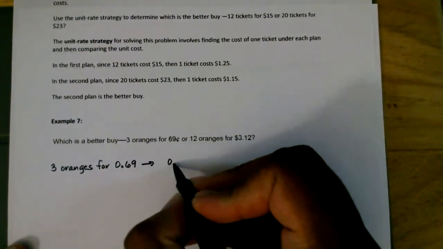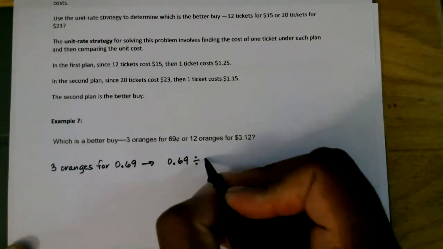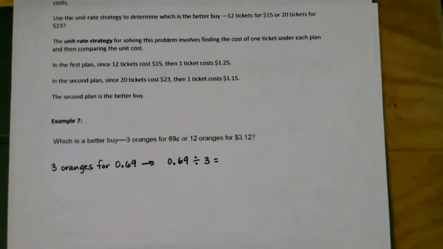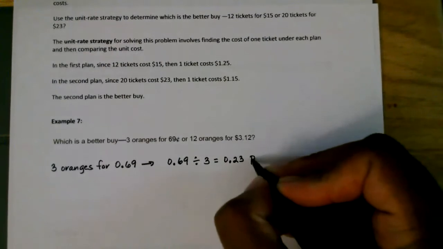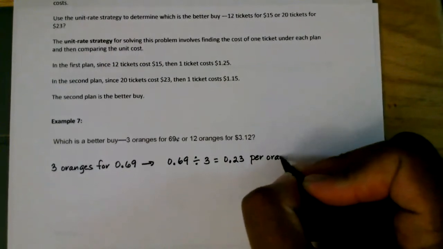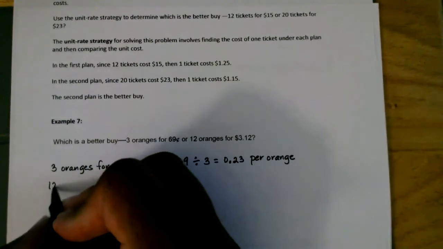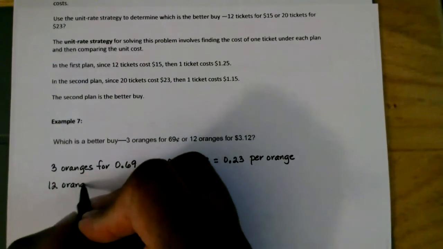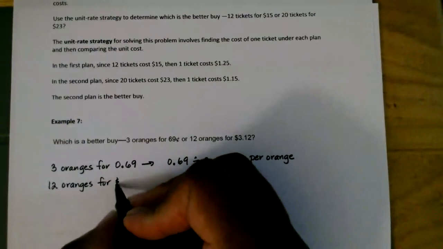So if I take the unit price, that's 69 cents, divide that by 3. So 0.69 divided by 3 would be 23 cents per orange. $0.23 per orange. That's the unit price. And then we got 12 oranges for $3.12.